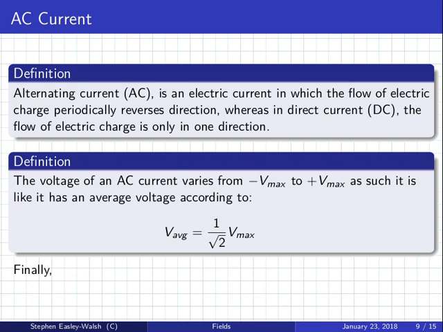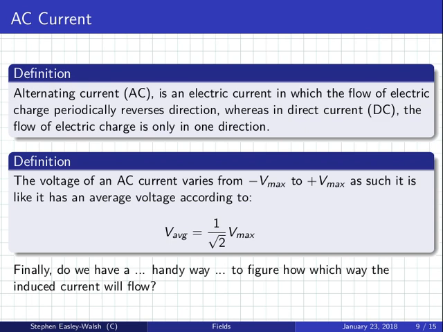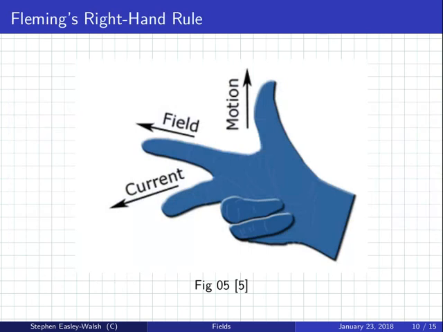Okay, continue. So, finally, do we have a handy way to figure out which way the induced current will flow? The answer is yes. It's called the right-hand rule. Don't confuse it with the left-hand rule. So the left-hand rule was to tell you the force. The right-hand rule is to tell you the current.